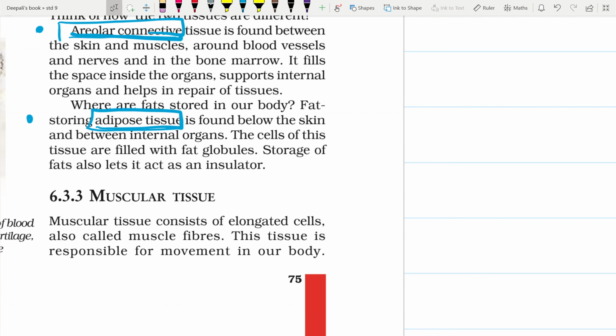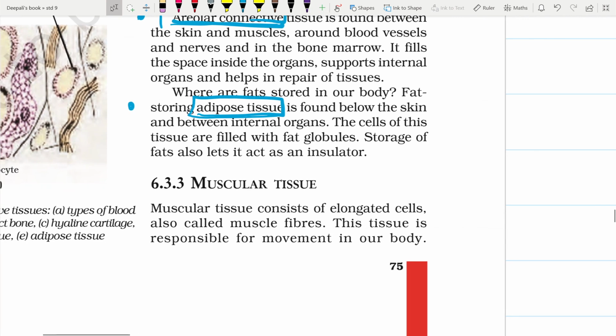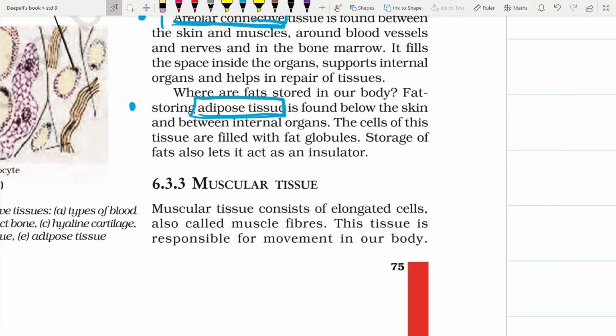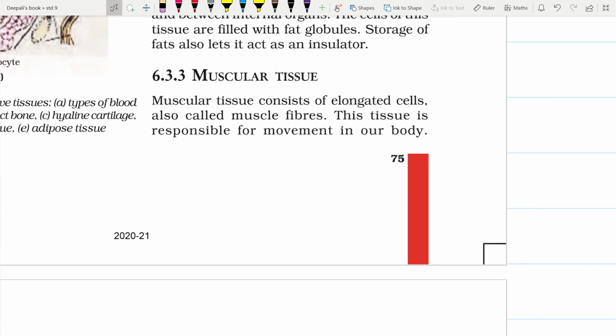Is this very much clear to you? In the next section, we will be studying about muscular tissue. Thank you.